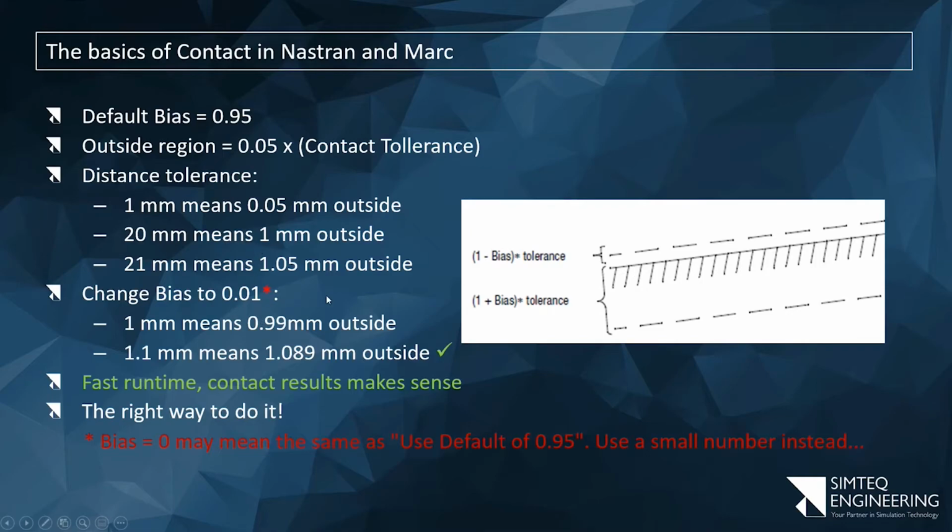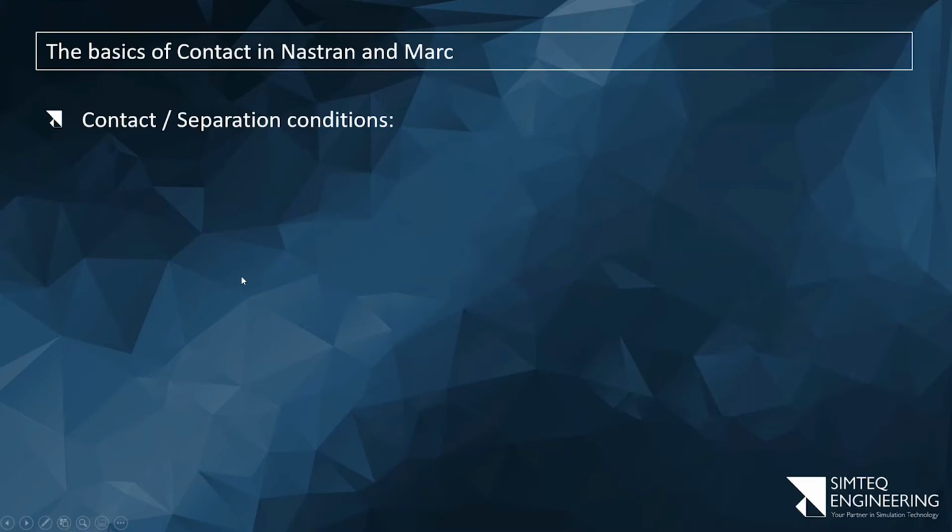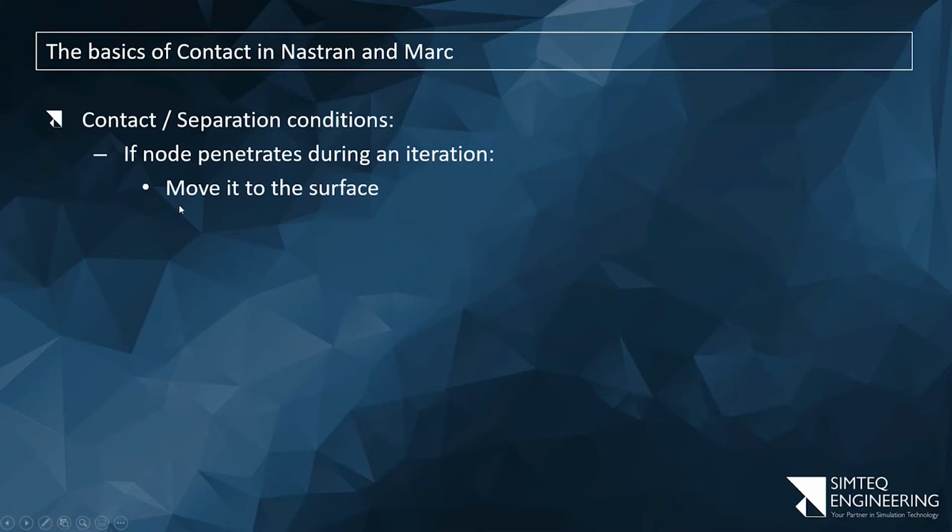Okay, and then the last section I want to talk about is contact and separation conditions and so on. So what the algorithm needs to do: whenever a node penetrates in an iteration, so initially, let's say a node was not in contact, now it penetrates, so it's inside some element. What Marc or Nastran needs to do is move that node, in other words, project it normal to the face back to the element.